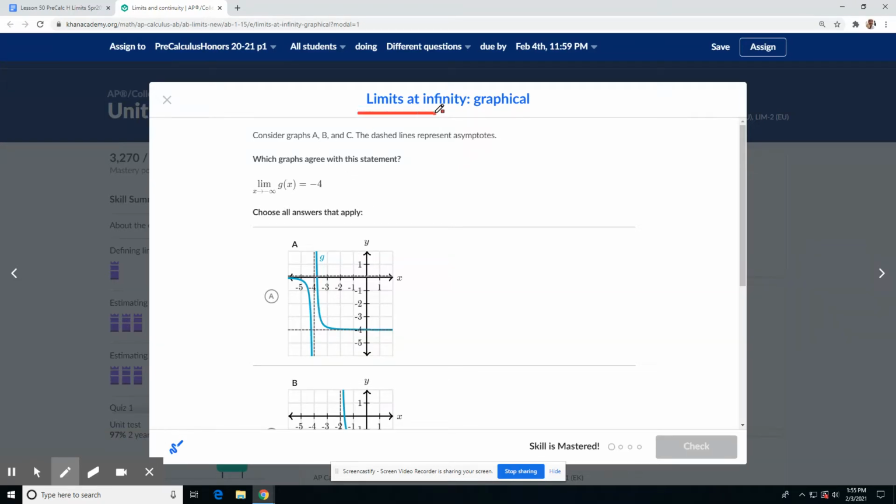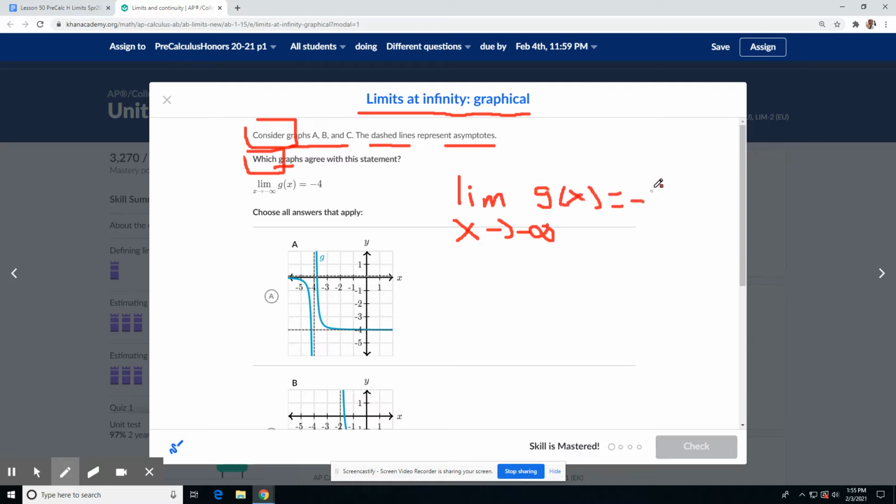We are looking at limits going to infinity, the graphical representation. We're asked to consider the graphs A, B, and C. Dashed lines are asymptotes. They want us to know which graphs agree with this statement. I know it's a little hard to see, this is the limit as x is going to negative infinity, and for our function, the output is equal to -4.